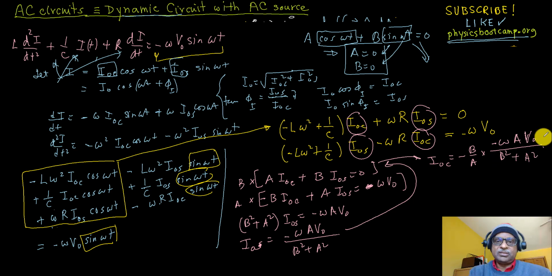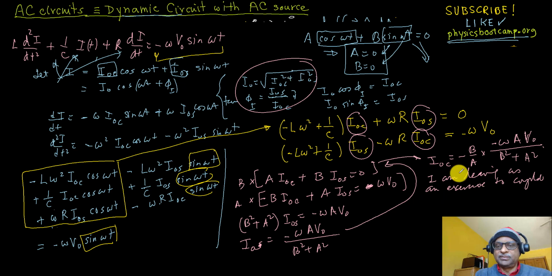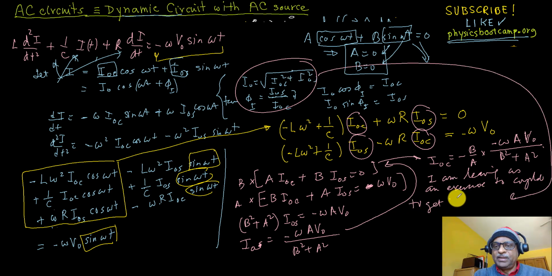So there's a lot of algebra, but a lot of physics problems are a lot of algebra, and you have to kind of go through it. So I'm going to leave that as an exercise. I am leaving as an exercise to complete these steps to get I0 and phi of I.